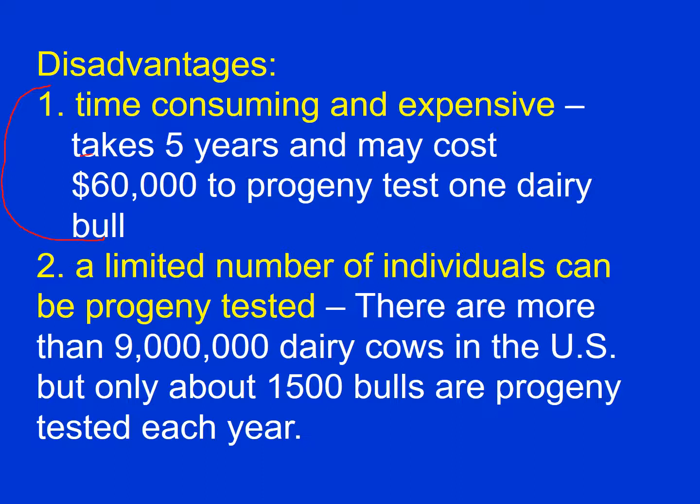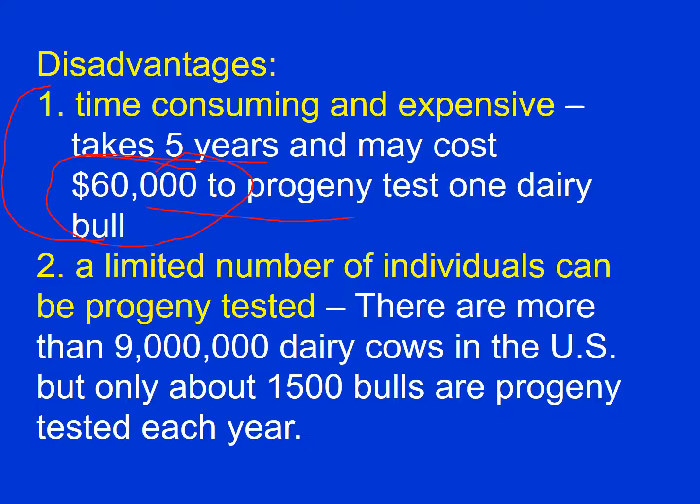So for dairy bulls, it takes about 5 years. You have to house the bull all that time and collect the data, and we used to say it cost about $60,000 to progeny test one dairy bull. At the end of the progeny test, we could rank those bulls, and usually about 1 out of 6 would be shown to be good enough to be put back into active service, while the other 5 would be sold to slaughter at a minimum return. So it's kind of expensive, but it does work.